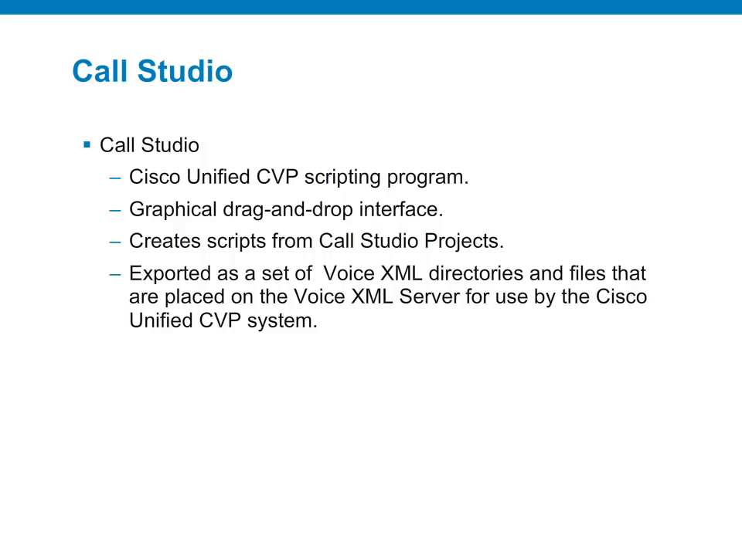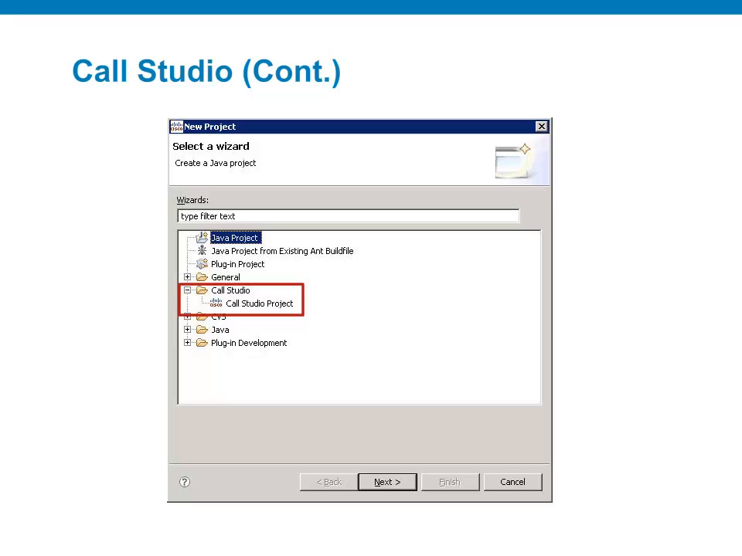The result of a Call Studio project is exported and is finally seen and executed as a set of voice XML directories and files. These directories with voice XML files are placed on the voice XML server for use by the Cisco Unified CVP system. When you start a new project, there are several types to choose from. You want to start a new Call Studio project.